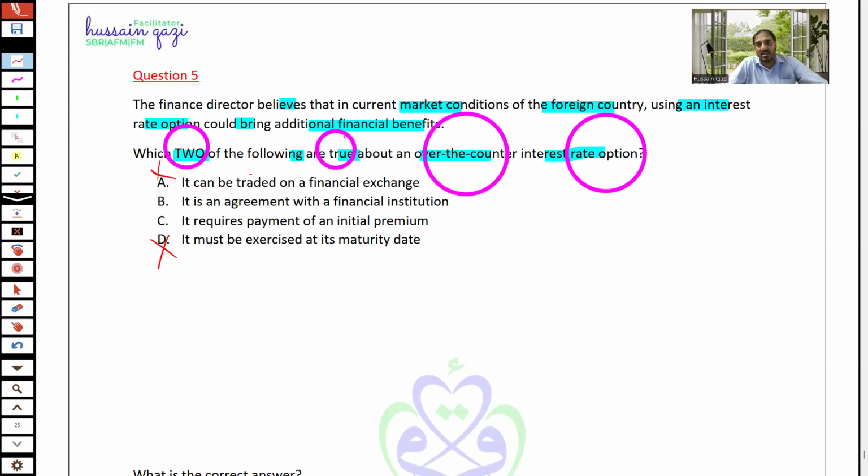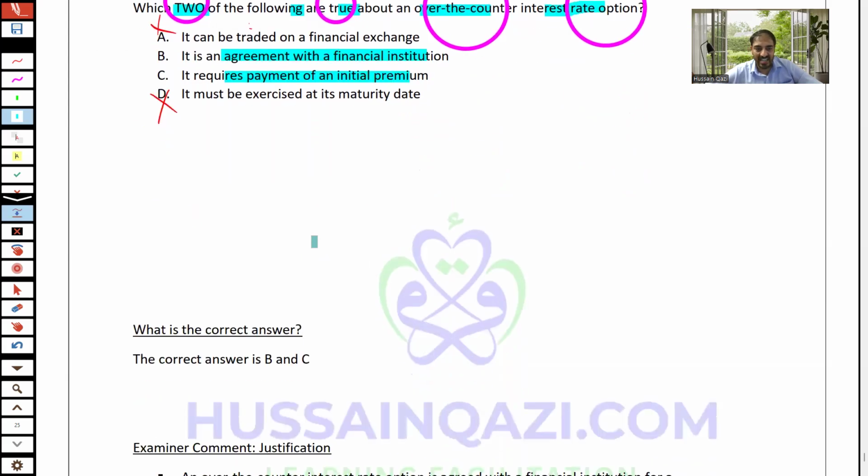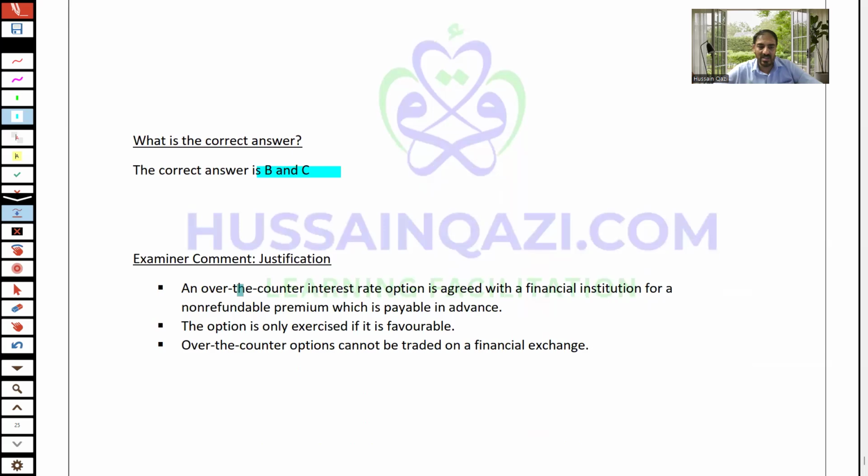Of course, for the remaining 2, it's about the educated guess. By the way, the question is very simple. B, it is an agreement with a financial institution: absolutely right. C, requires payment of an initial premium: yes. So the correct answer is B and C. Examiner comments: over the counter options are agreed with financial institutions for a non-refundable premium which is payable in advance. The option is only exercised if it's favorable. OTC cannot be traded on a financial exchange.